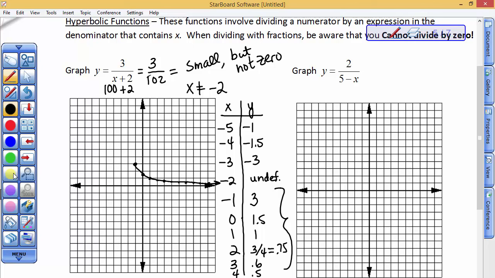Let's graph these numbers. When x is a negative 5, y is a negative 1. When x is a negative 4, y is a negative 1.5. When x is a negative 3, y is a negative 3. I want you to know if I kept going this way with x being a -6, I'd get a -3/4 and a -3/5 and a -3/6 and a -3/7 and a -3/8 and a -3/9. So over here it is also going to try to touch the x-axis, but it's not going to successfully do so. Finally, this hyperbolic function will extend down here and keep going and going and going.